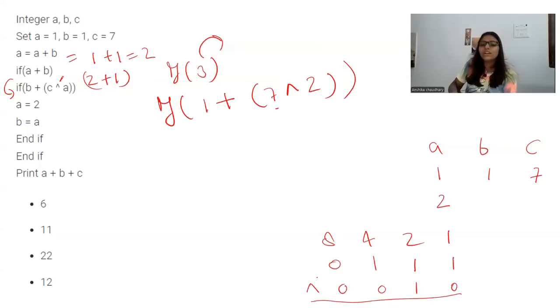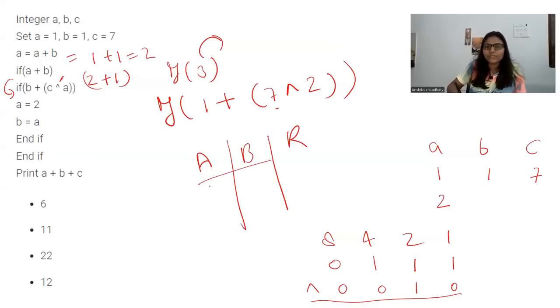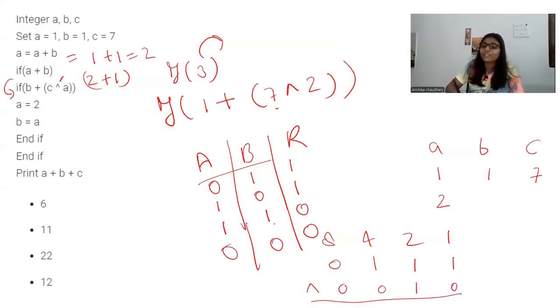Let's take XOR. So XOR truth table is, suppose we have to take the XOR of A and B, right? And this will be the resultant. So if A value is 0 and B value is 1, the answer will be 1. If A value is 1, B value is 0, answer will be 1. If A value is 1, B value also 1, answer will be 0. And if A value is 0, B value is also 0, the resultant will be 0. What is the conclusion?